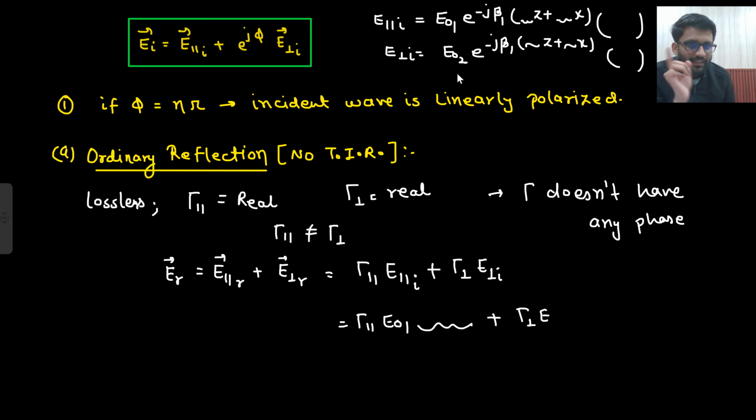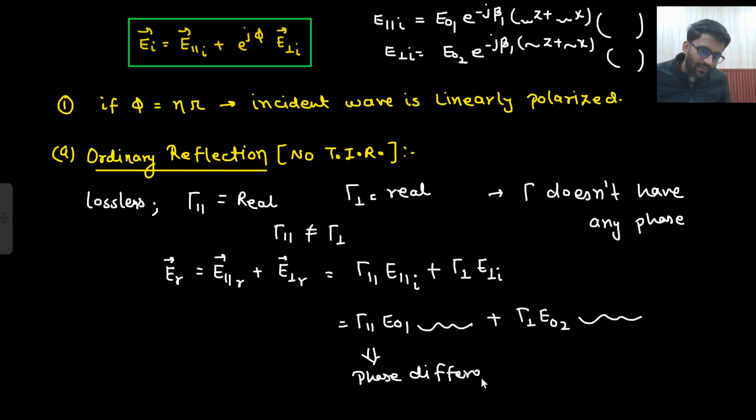That I don't know. Just the thing is, this E02 is multiplied with gamma perpendicular, right? So the thing is, phase difference did not get changed. Here, phase difference remains the same. So if phase difference remains the same, that means phase difference is equal to n pi only. And what does that mean? It is linearly polarized only.